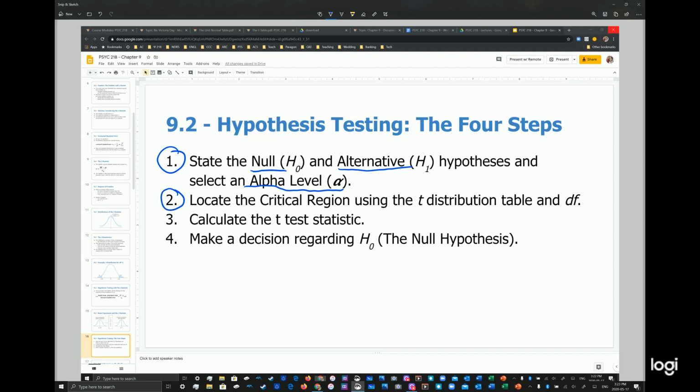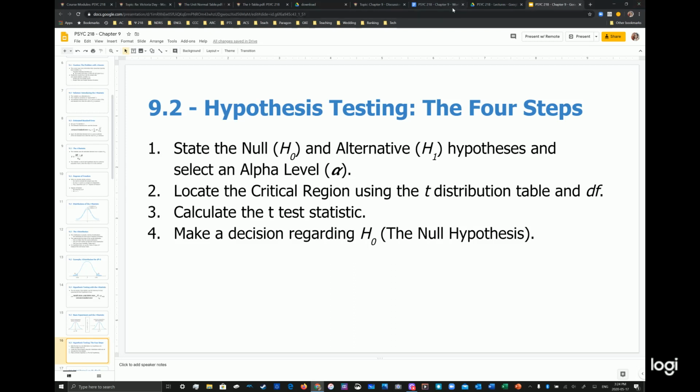Next, you want to set a critical region, locate that, and find the critical values using the t-distribution table and the degrees of freedom determined by your sample size. Remember, degrees of freedom is n-1. Then you calculate your test statistic, which first you need to get the standard error, and then once you figure that out, you can calculate your test statistic. And then finally, you make a decision regarding the null hypothesis, whether to reject or fail to reject, depending on how your test statistic compares to your critical value.